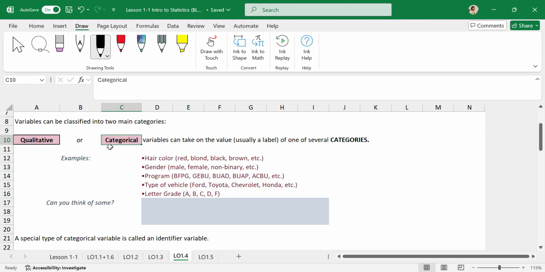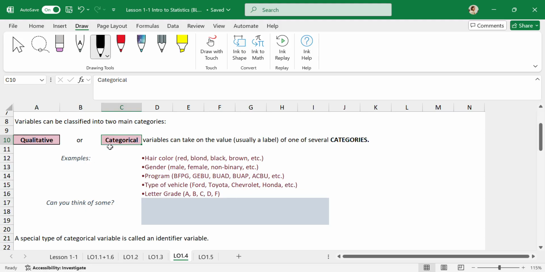Qualitative, the first part of that word is quality. What that means is you're using qualities to put people into categories. An example of that is hair color. You're using a quality about a person, like red hair, blonde hair, black hair, to put them into a category. So that would be considered a qualitative variable. Or gender, female, male, non-binary. Those are qualities about the person that we use to put them into categories. Your program code, like ACGC or the BBA program, is also a categorical or qualitative variable. The type of vehicle you drive, even letter grades like A, B, C, D, or F, those are categories you can put people into.